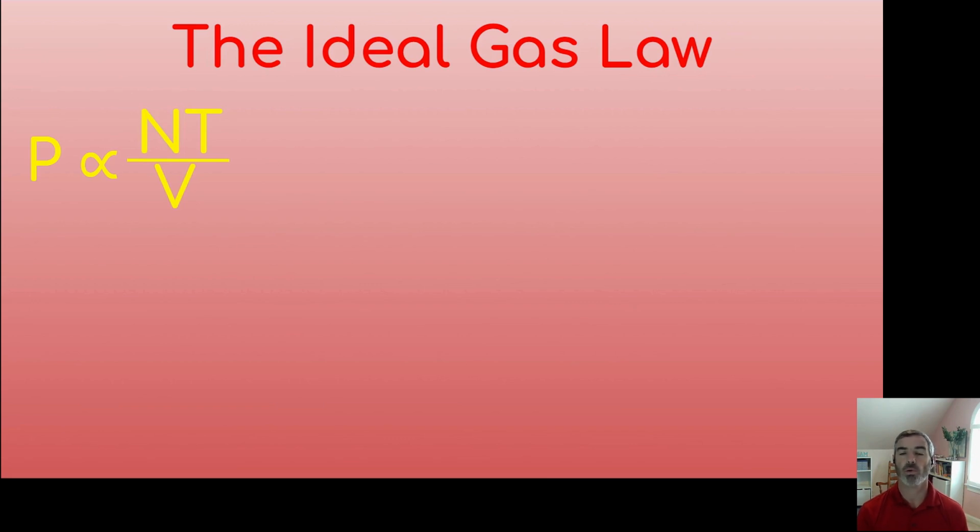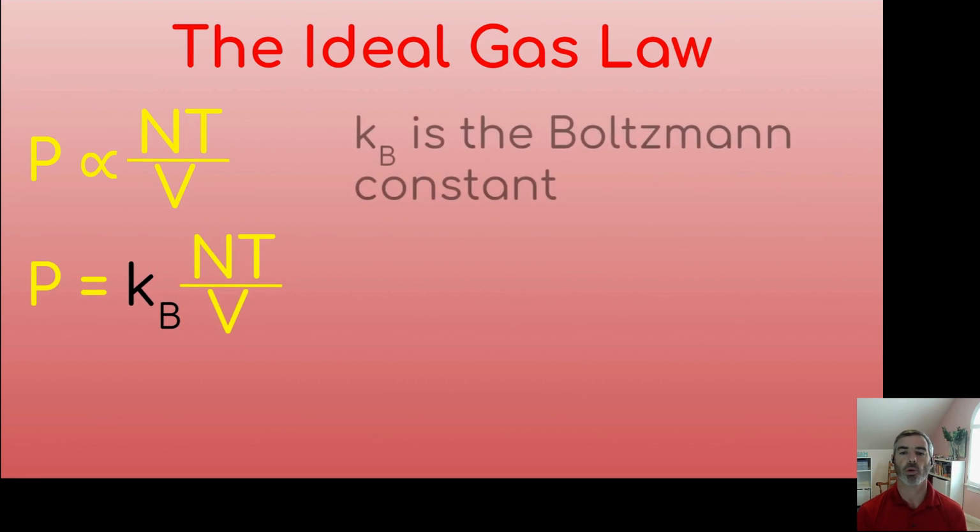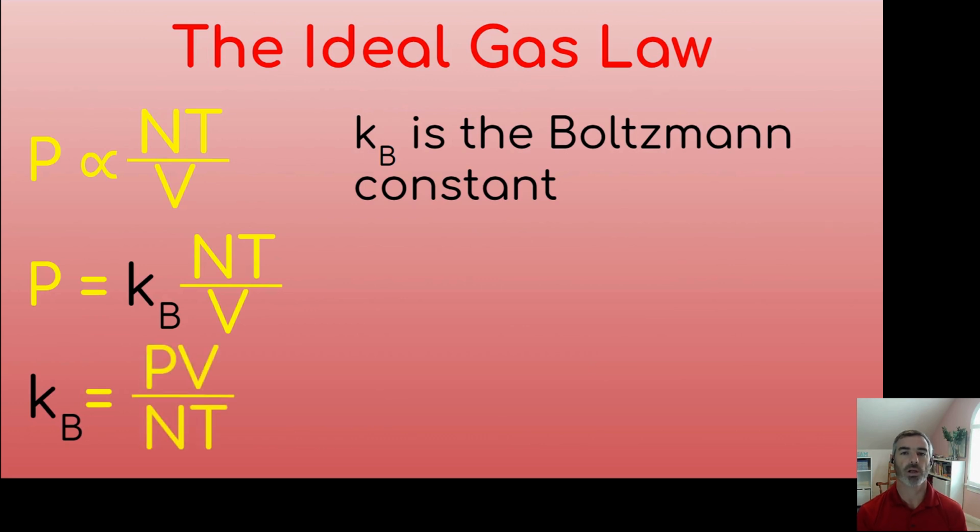Now, if we take a proportionality and we multiply it by a constant, that actually gives us an equality. So we're going to multiply that by the Boltzmann constant. Now what the Boltzmann constant is, if we take any pressure, volume, number of molecules, and temperature, and we put them in a container, that means we divide, multiply, divide. That's always going to give us the Boltzmann constant. And the Boltzmann constant is 1.38 times 10 to the negative 23 joules per Kelvin.